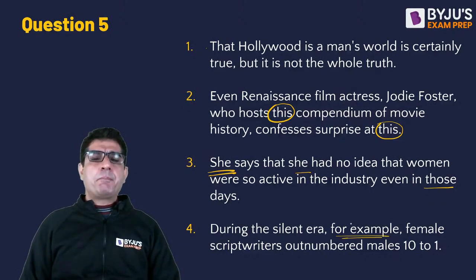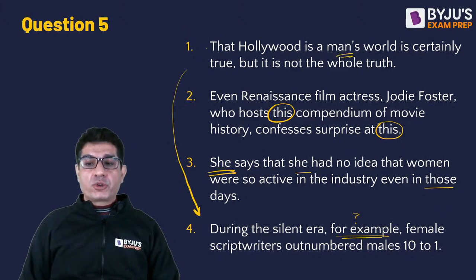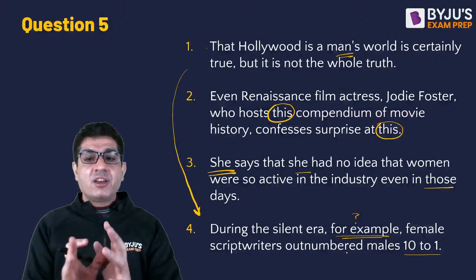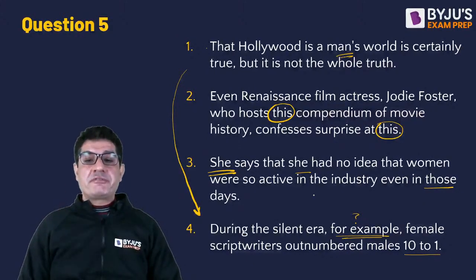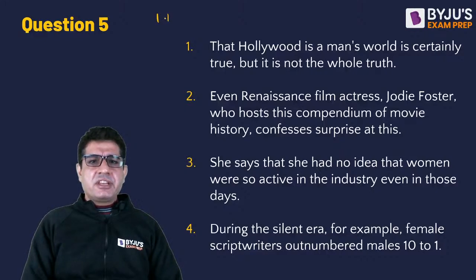So it's an example of what? I think the only sentence whose example this can be is sentence 1. It is a man's world, but it is not the whole truth. So here you're talking about an aspect of filmmaking which was dominated by female script writers in a particular era. Right? So keeping that in mind, I think we need to have 1 plus 4.